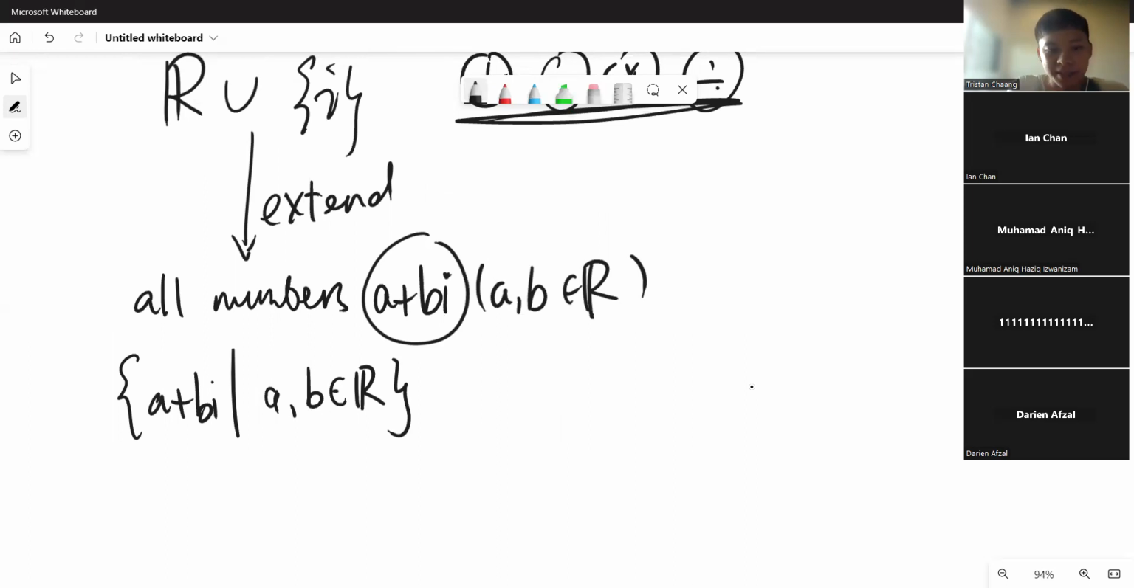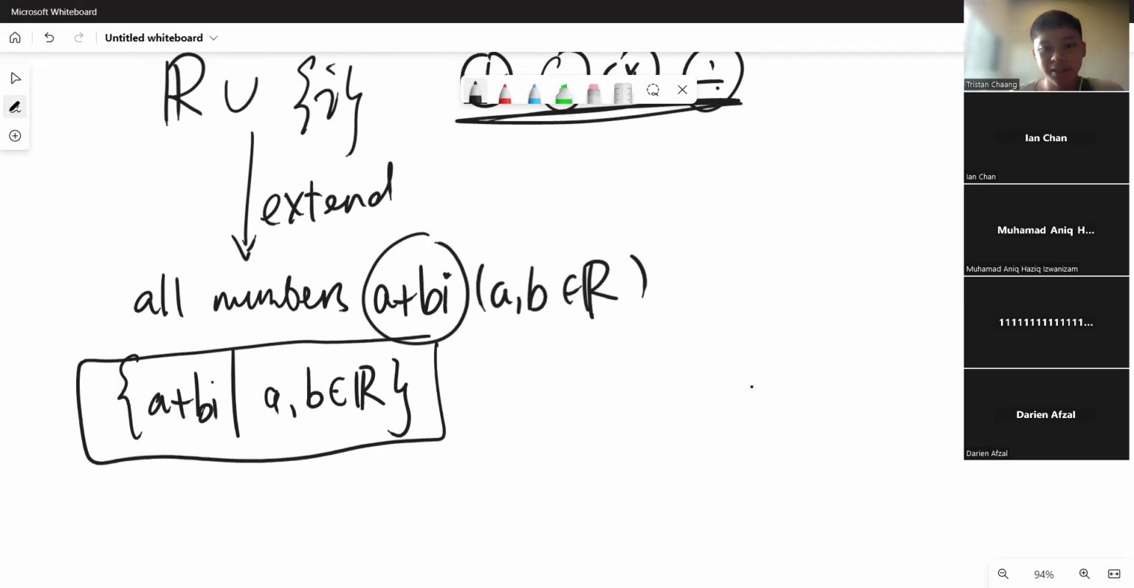Okay, anyway, so we have this set now. Does this set obey our rules? So if we add two numbers of the form a plus bi, like 2 plus 4i plus 3 plus 5i, we get 6 plus 8i, which is, yes, also in this form, a plus bi. How about if we subtract? We should also probably see that it's also of this form.